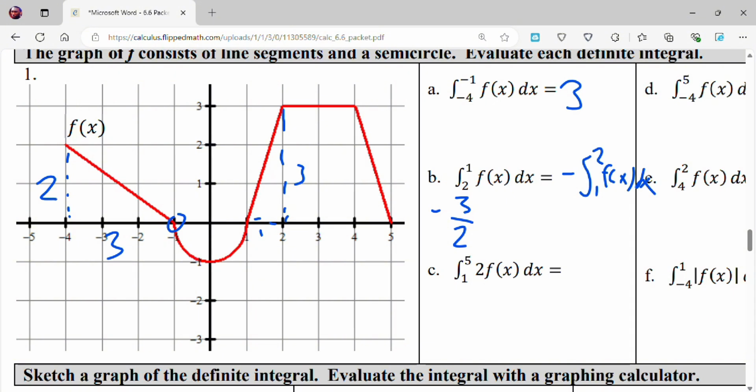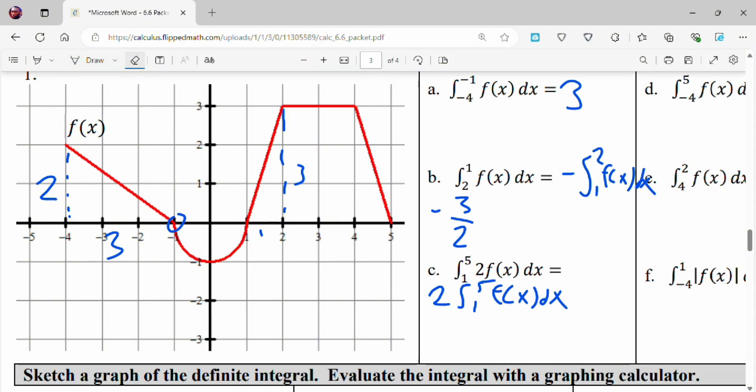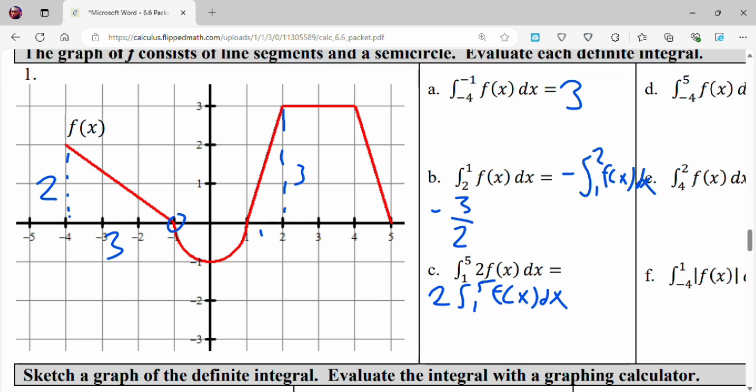Area from 1 to 5 of 2 times f of x. Remember that if we have a constant k in our integrand, we can move it to the outside, right? So this expression is equivalent to this. All right, from 1 to 5, we have a trapezoid, so I think that'll be the easier way to solve this. So as we saw before, we have a height of 3, so that's going to be our width. Our width is going to be 3.